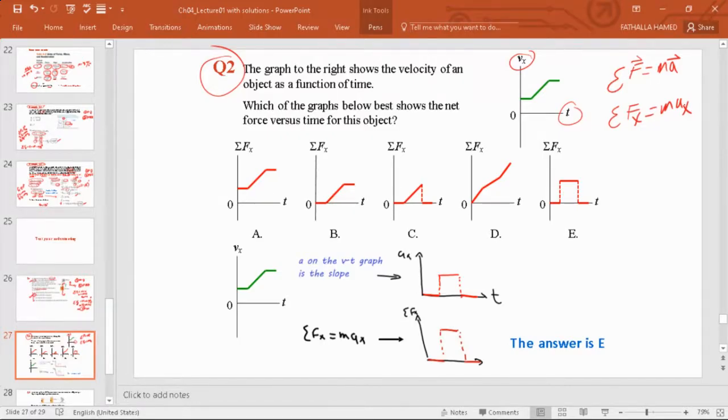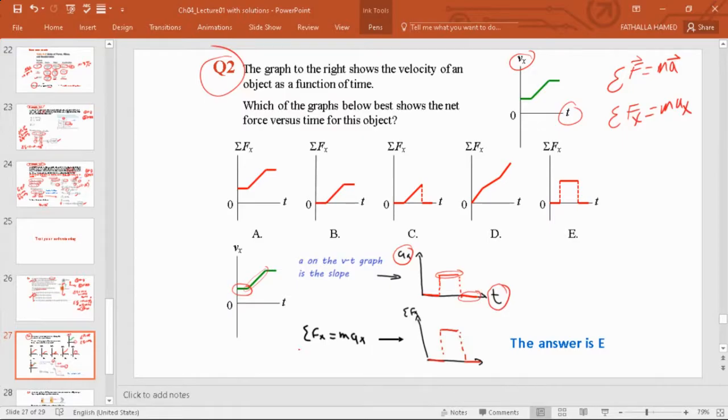So I need to get the AX. So I have to shift from a VT graph to an AXT graph. And if you take the slope of this one, it will give you 0. Because when you do that, you always remember when we did in chapter number 2 and 3. This one will give you an acceleration, and it's a constant value here. And then it will drop back to 0.